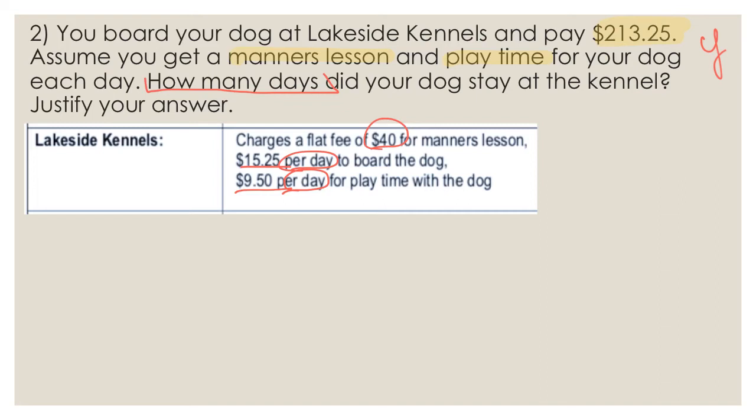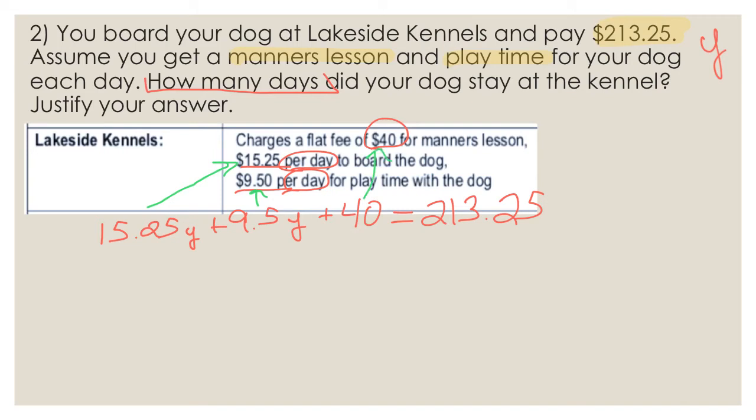Okay, so I have 15.25y plus 9.5y plus 40 equals 213.25. If you did not get this, please take a minute and check to see where you made your mistake. You see this part came from right here. This part came from right here. This part came from right there. And that part right there. So all this goes right back to my original problem.